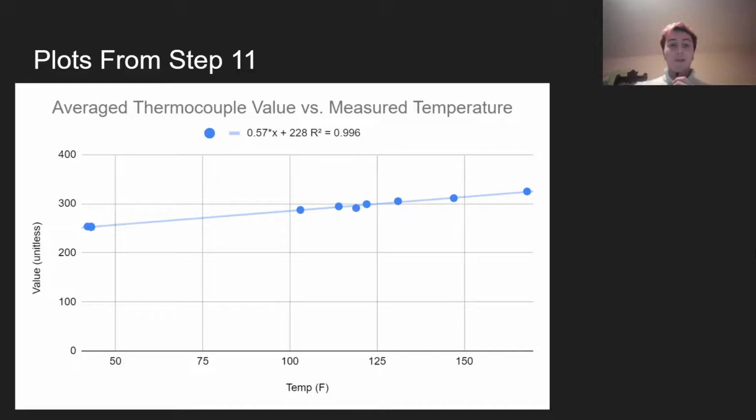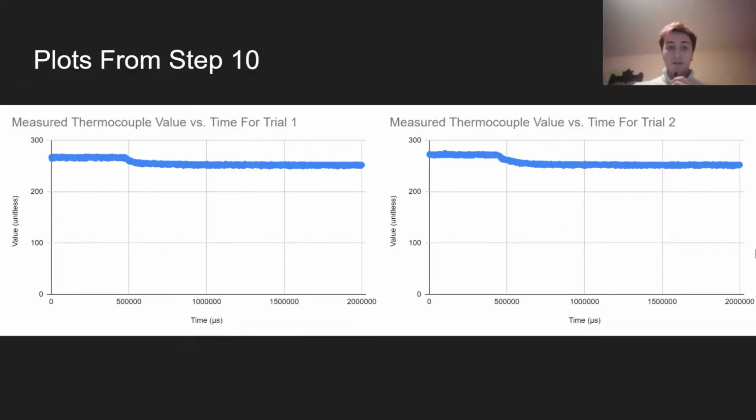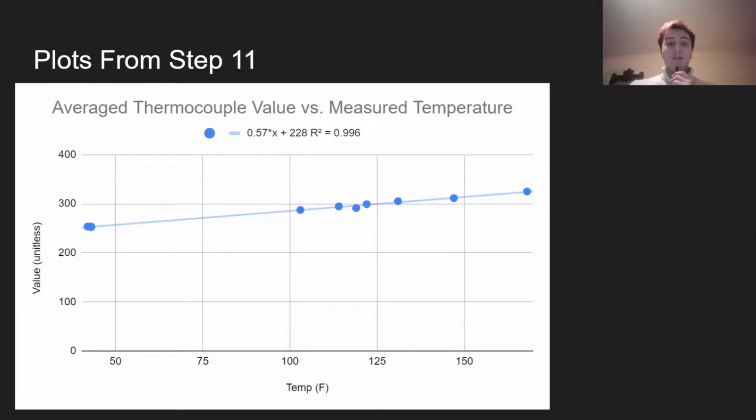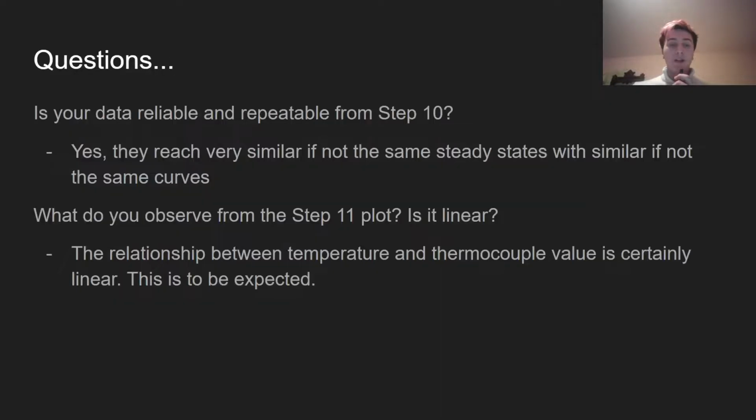Step 11, this was the average thermocouple value versus the measured temperature. And we can see that it is indeed a linear fit here. It's pretty sturdy there, very high R value, which we'll get back to, but otherwise it's nothing crazy out of the ordinary. So answering some of our questions, is data reliable and repeatable from step 10?